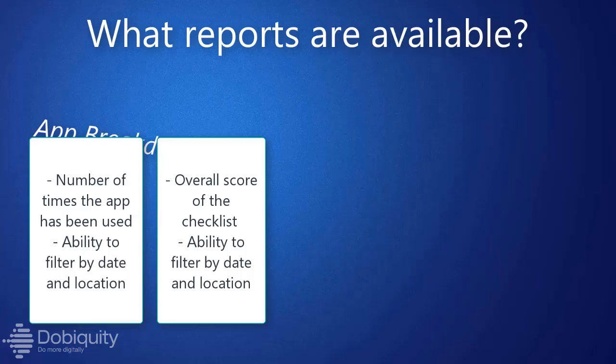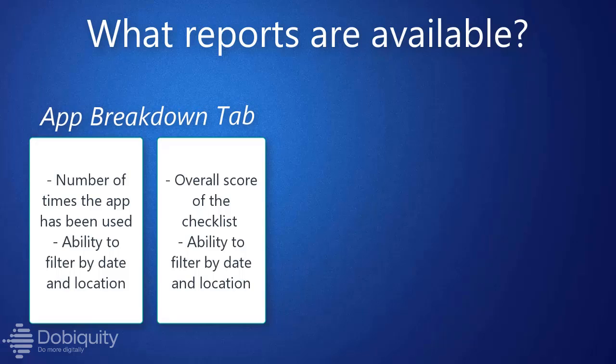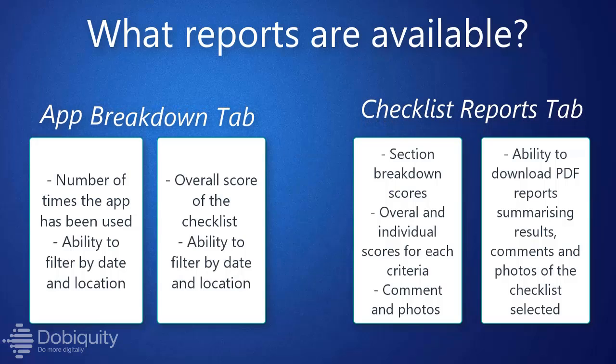On the report page of the Checklist app, you'll find two tabs, one being the App Breakdown tab, which reports on the number of times the app has been used, with the ability to filter the information by date and location. It also shows the overall scoring of each version of this checklist, again with the ability to filter by date and location.